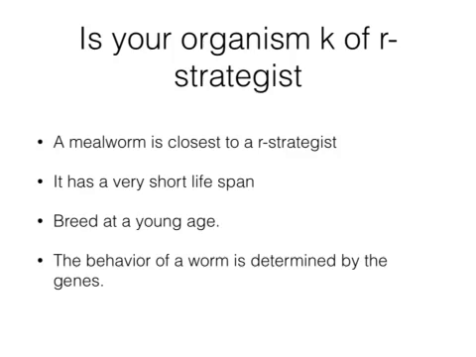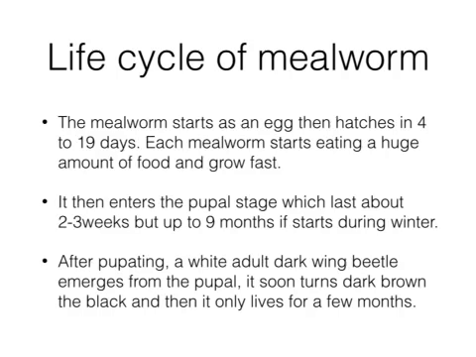Is your organism a K or R strategist? A mealworm is closest to an R strategist. It has a very short lifespan. Breeds at a young age. The behavior of a worm is determined by the life cycle of the mealworm.